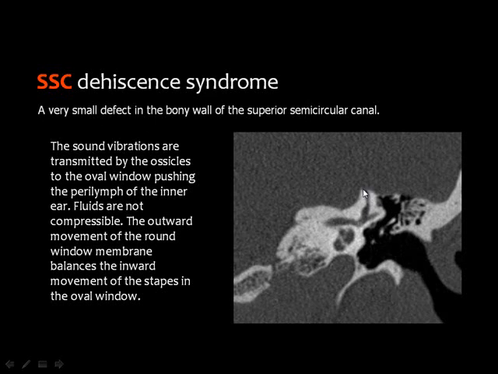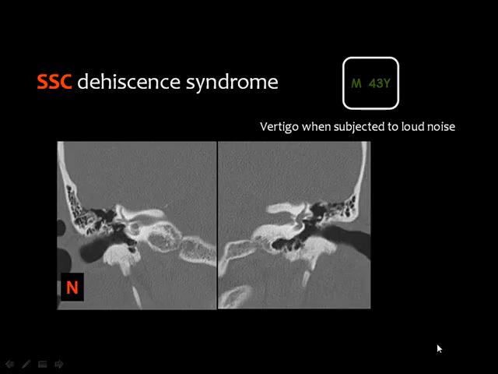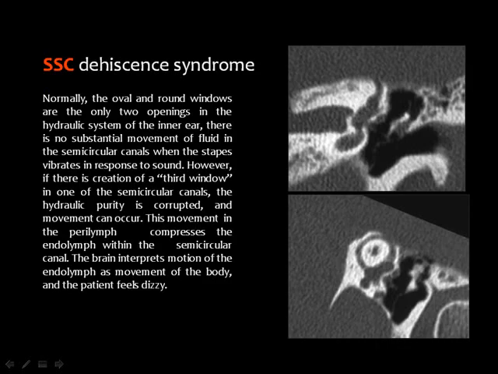This area should be obstructed by bone, but whenever the bone is deficient, then this will allow the vibration of the sound to pass through the semicircular canal, and this normally does not occur. Then the patient will feel drowsy whenever he hears loud sounds. This is another example, this is the normal appearance. The superior semicircular canal is separated from the cranium by a bony ridge. But here, the superior semicircular canal is not separated from the cranium by a bony ridge, which is known as the superior semicircular canal dehiscence syndrome.